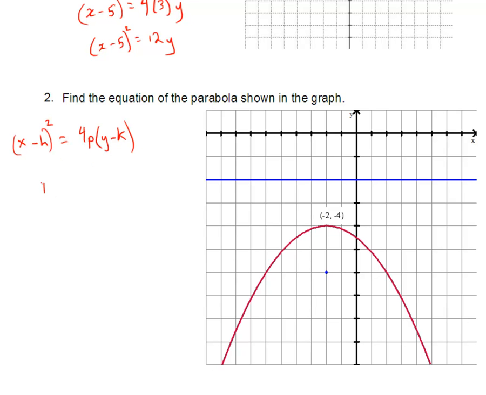So let's start with p this time. p is the distance to the directrix, or distance to the focus. And from the vertex to the focus, the direction tells us the sign of p. So here's the vertex. Here's the focus. It's coming down, so we know p is going to be negative. Also, we have 2 places, so it's going to be negative 2. And that's all there is to finding p.